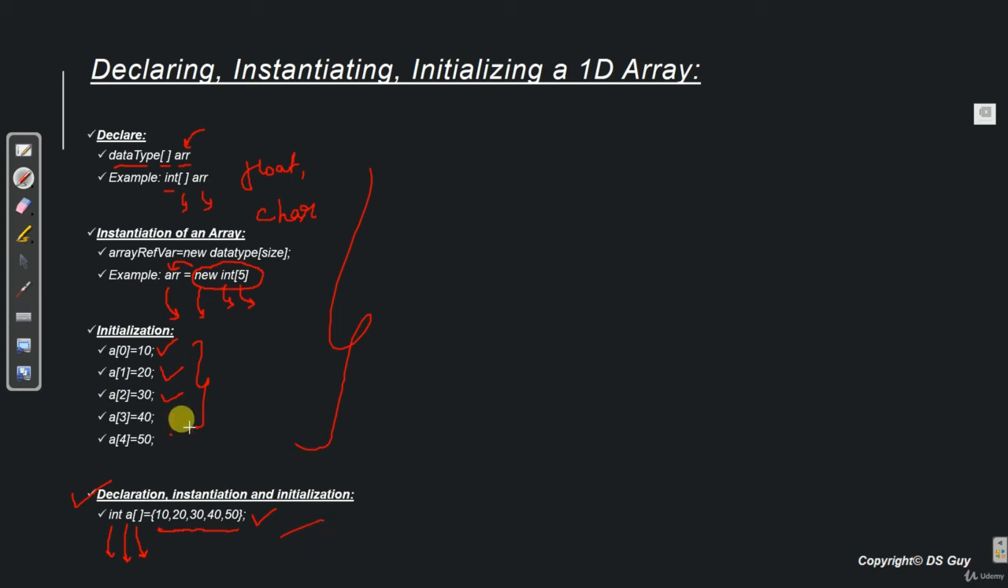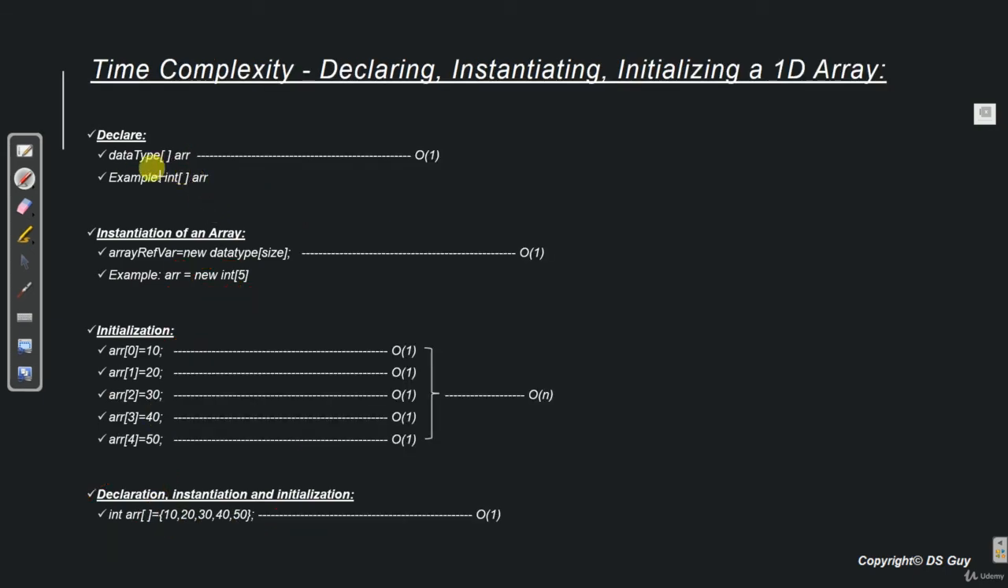Okay, so now that we have understood how to declare an array, let's see what the time complexities involved in each of these operations are. When we declare an array, it is an order 1 operation, and the reason is that it does not depend on the size of the array, which in general we call n. When we are instantiating an array, once again it is an order 1 operation, because it is just one step. It does not involve looping over all the size of the array, which is n, or 5 in this case.